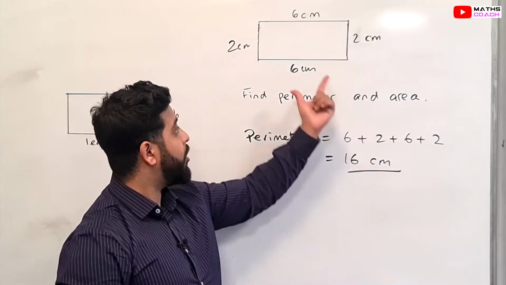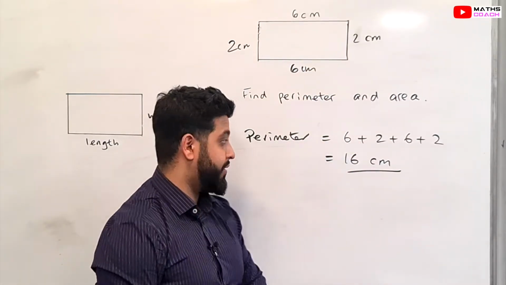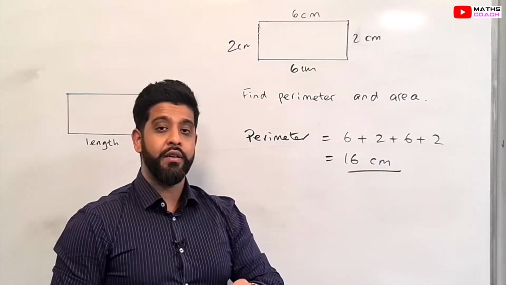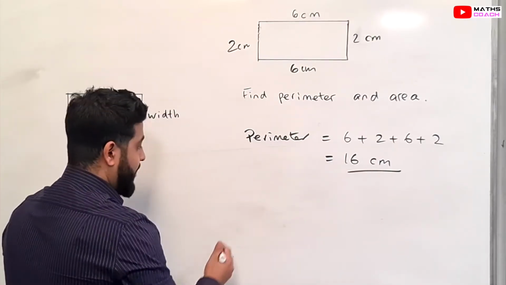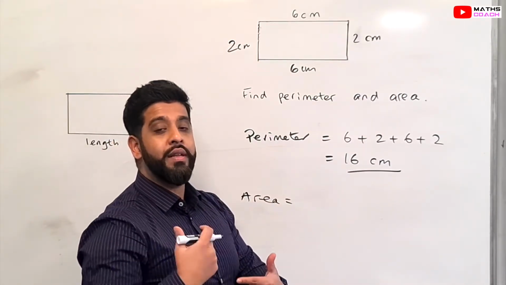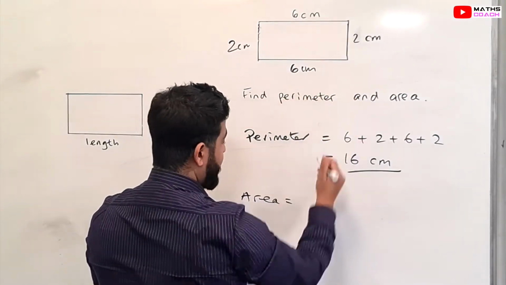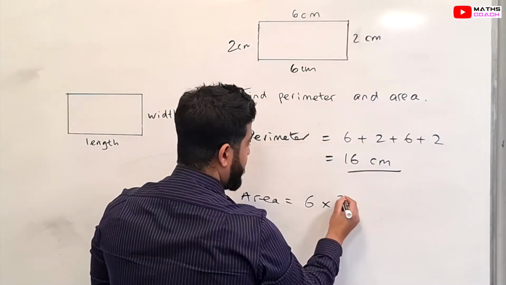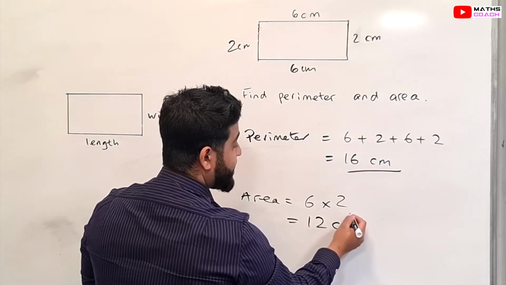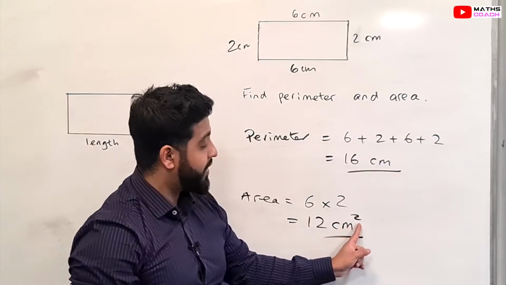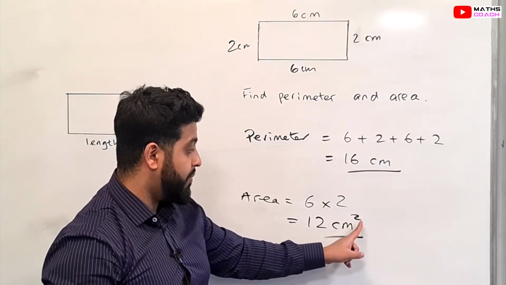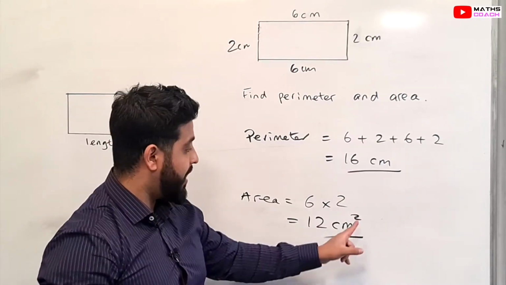So the perimeter of this rectangle is 16 centimeters. Make sure that you put in the correct units, because when it comes to area, we're going to be using something else, and that is centimeters squared. Right, so on to the area now. From earlier on, remember, the area of a rectangle is length times width. So the length here is 6 times the width, which is 2. And 6 times 2 gives us 12, and it's going to be 12 centimeters squared. Area is in square meters or square centimeters or millimeters, whatever units you're using. But just remember to put the correct units in and put a square in there.